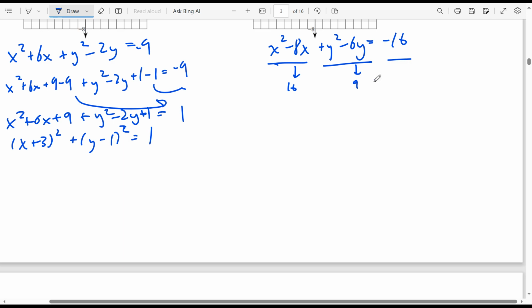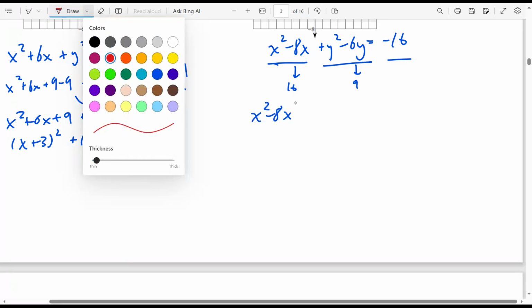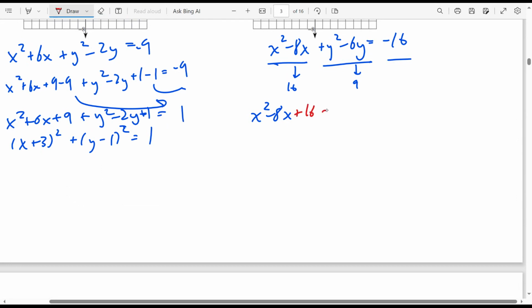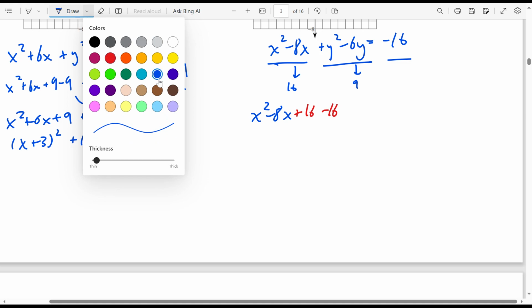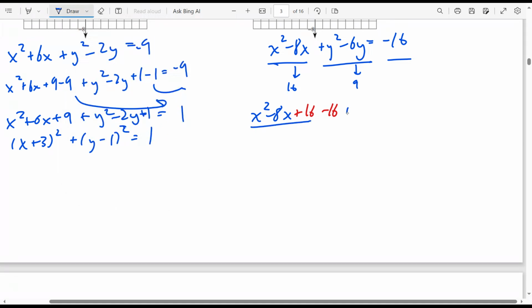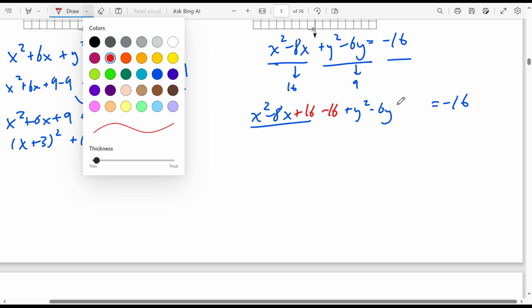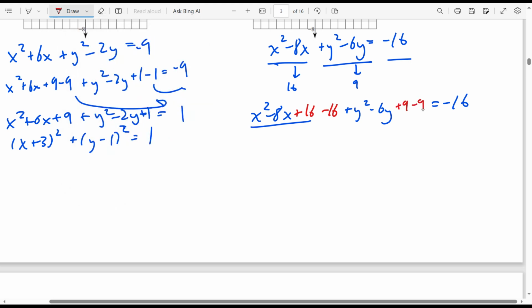9. So what that means is x squared minus 8x, and we're going to add 16 and subtract 16 because we're trying to manufacture a perfect square. Then you're going to go y squared minus 6y plus 9 minus 9 is equal to negative 16. Adding the 16 and subtracting the 16 and adding the 9 and subtracting the 9 do not change the equation, but it helps us organize things better.